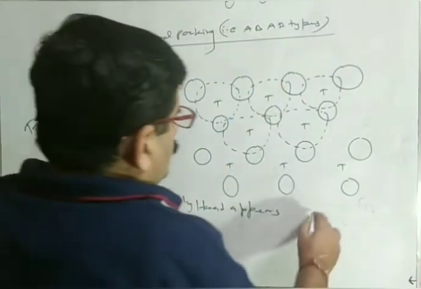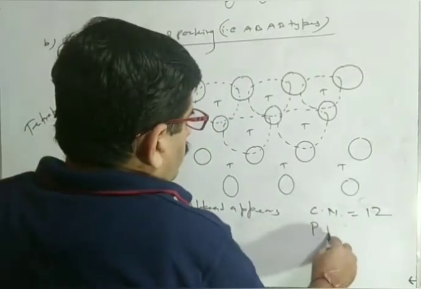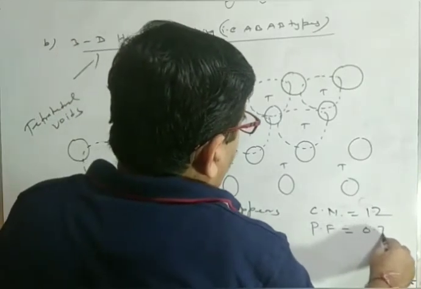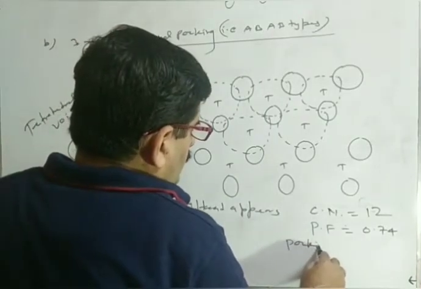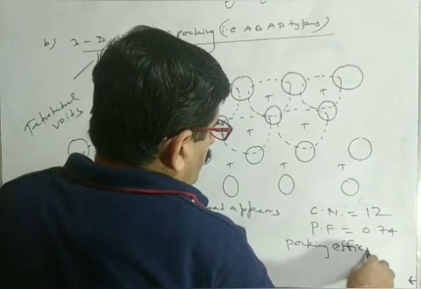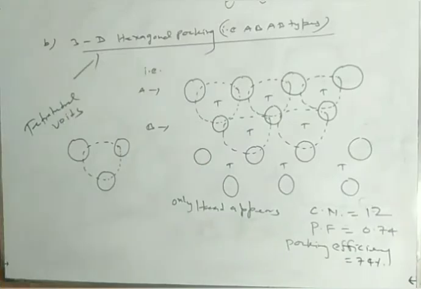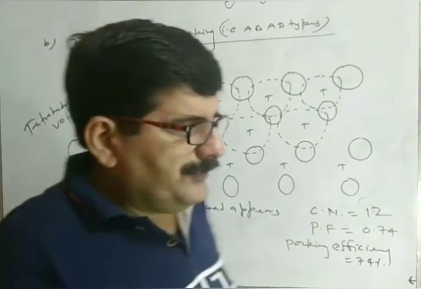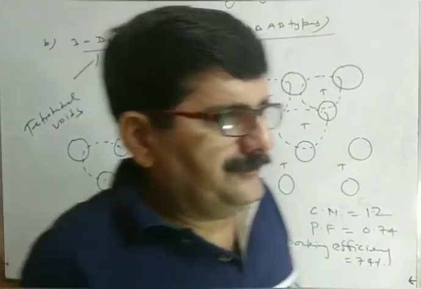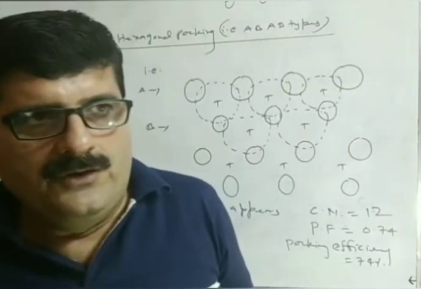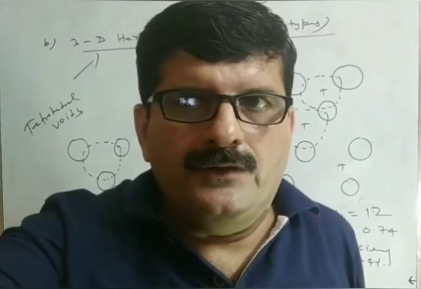Here the coordination number is equal to 12 and the packing fraction is approximately 0.74, and packing efficiency is equal to 74%. So one thing to always remember is that in 3D hexagonal packing only one type of void can form, that is said to be what? Tetrahedral.